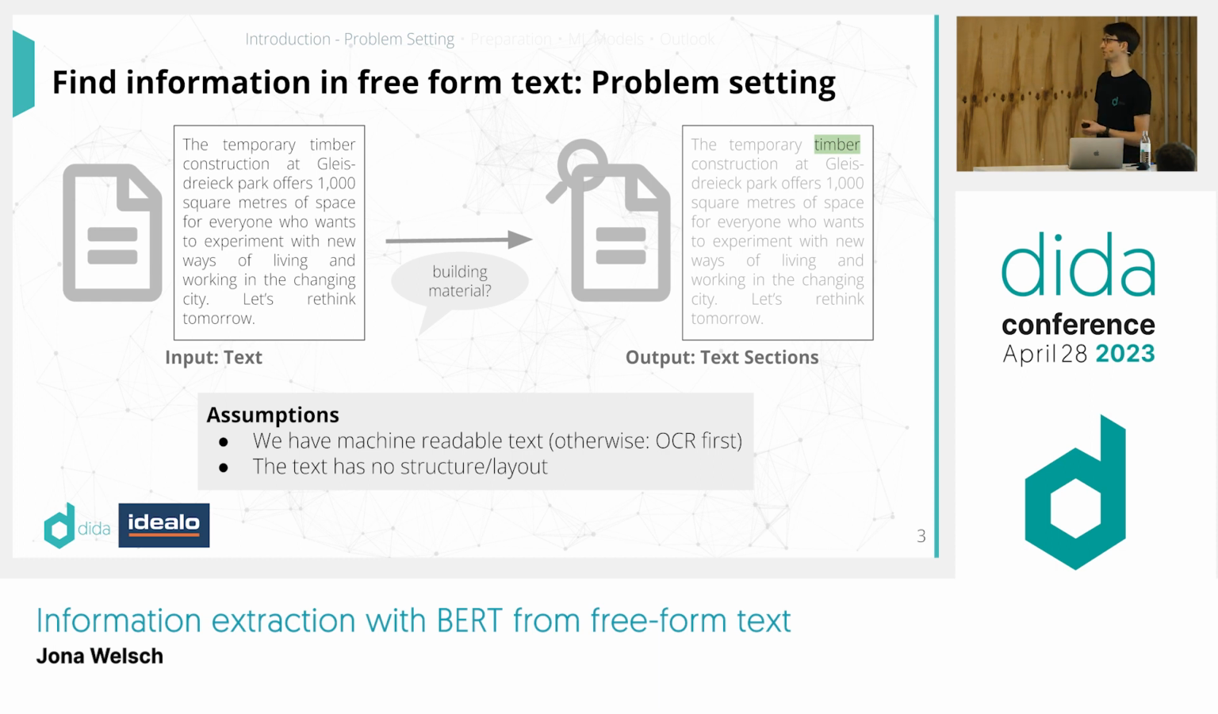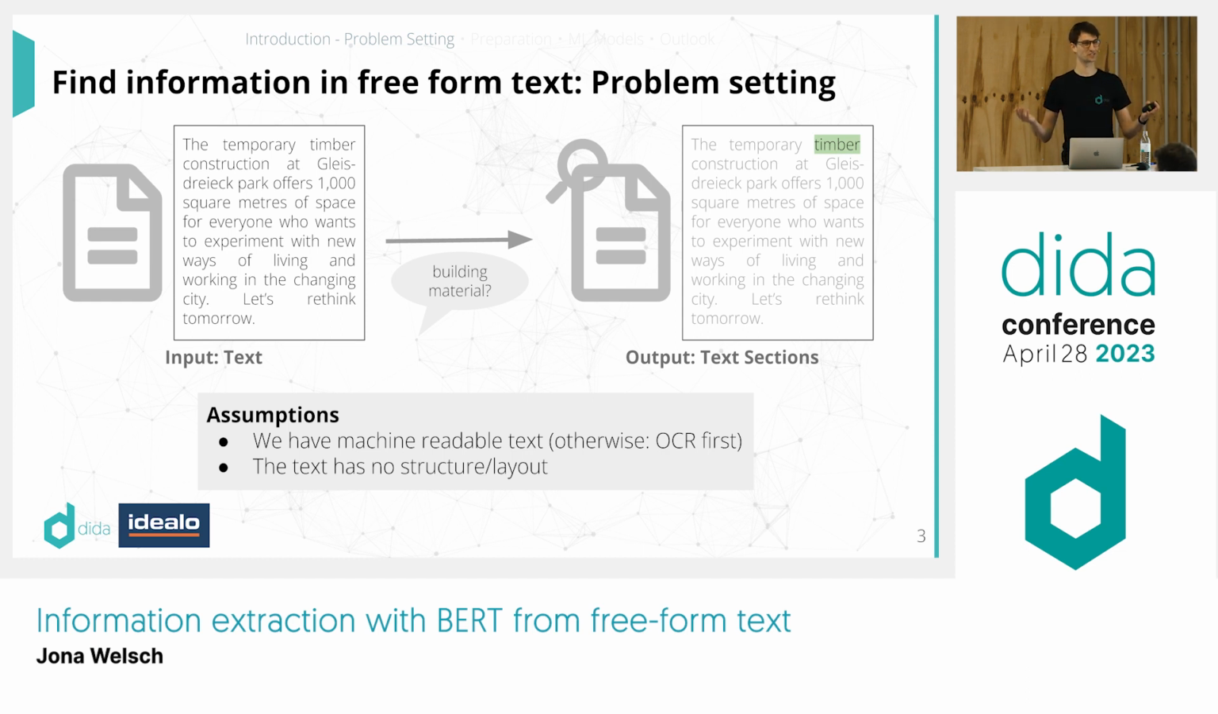I probably can solve this task, or I definitely can solve this task with pre-trained methods already. Don't need to do any machine learning, but as soon as I have more complex texts and more complex knowledge needed to answer these questions, I actually need to train things. A few assumptions we make in this setting here. We have already machine-readable text. Otherwise, I would need to do some kind of optical character recognition, for example, first. But here we assume we just have machine-readable text. And also, I assume that the text has no structure or layout. It's really just free-floating text.